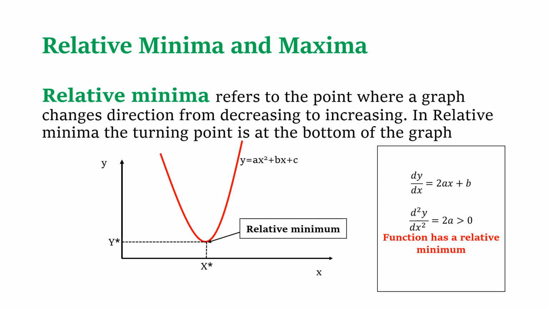Now let's look at this function, y equals ax squared plus bx plus c. And then we have a relative minimum there, which is given as x star and y star. Now, this function has a relative minimum if d squared y over dx squared equals 2a, and that 2a is greater than 0. Then dy over dx is 2ax plus b, right? Now, the catch here is we look at the coefficient of x squared. If that one is positive, then it has a minimum. If it is negative, it has a maximum. Okay, that's how we do it.